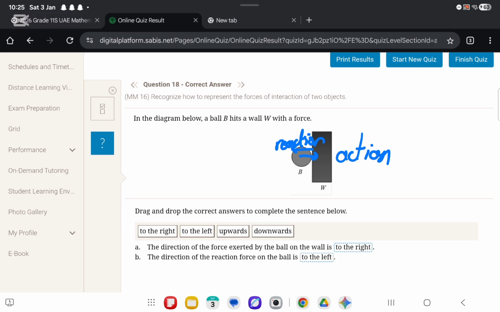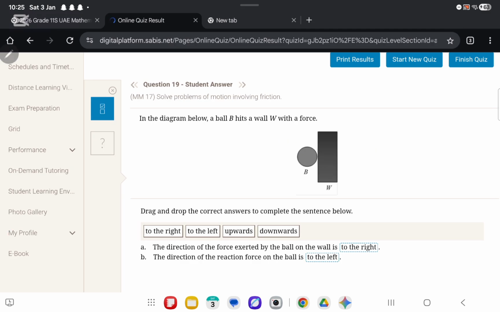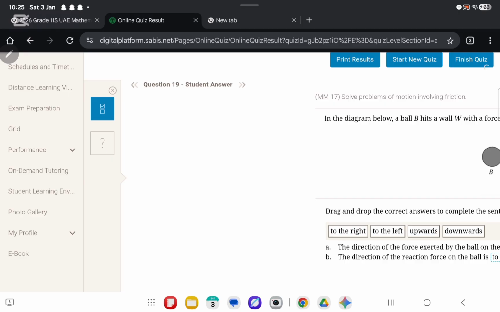So, this is common sense, really. Why am I explaining this? You guys should know this. Question 19. I believe there's only 22 questions, so I think we're done.